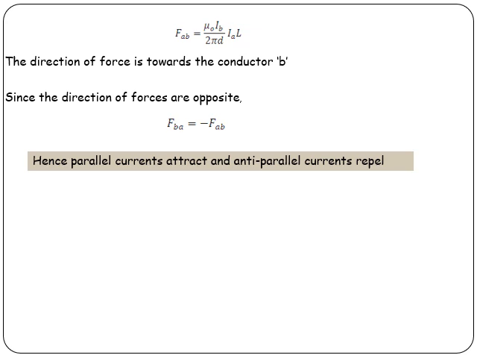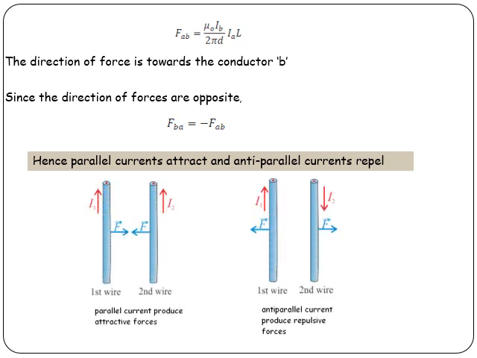Hence, the parallel currents attract and the anti-parallel currents repel. That means if the currents are parallel in the two conductors, there will be an attractive force. If the currents are going in opposite directions, then you will have a repulsive force.